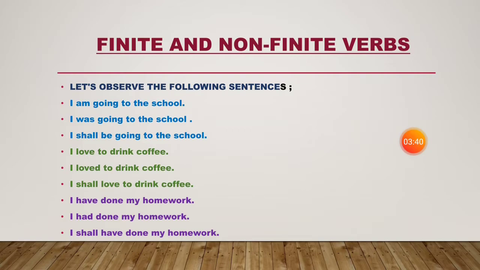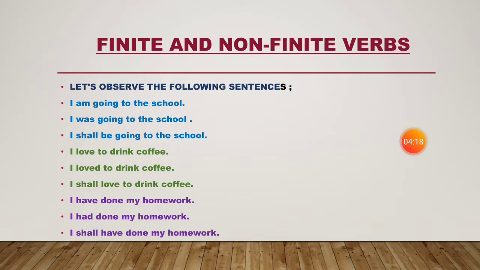Now come to the last set of sentences. I have done my homework, I had done my homework, and I shall have done my homework. In these three sentences, you can see that have, had, and shall have changed their forms to tell us whether the action is happening in the present, in the past, or in the future. And again, done, that is the verb's third form, that means participle or perfect form, hasn't changed its form in any of the cases.